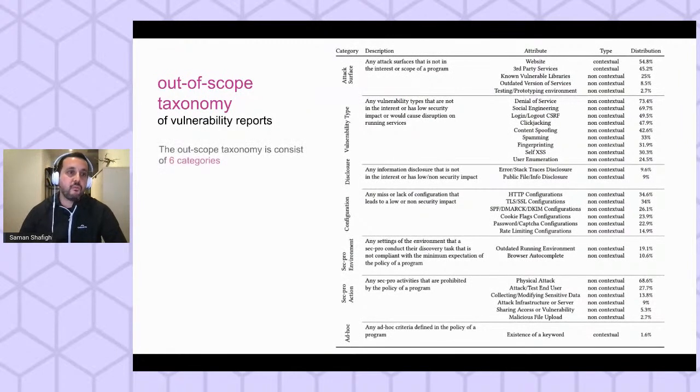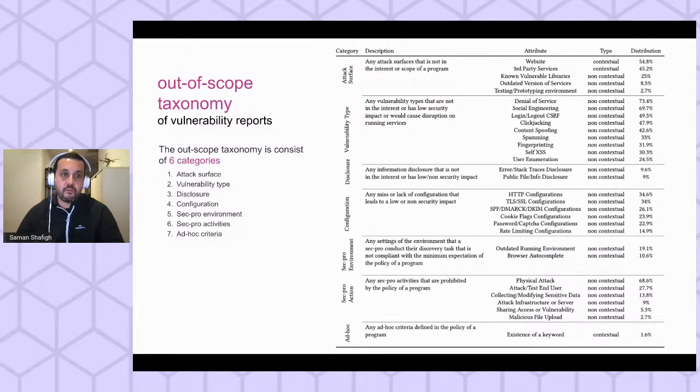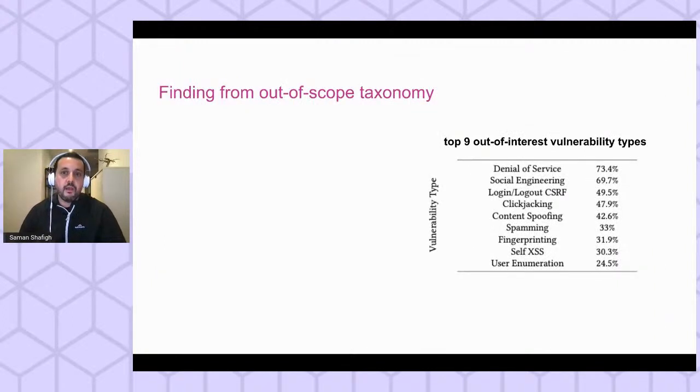Our taxonomy model consists of 6 categories: attack surface, vulnerability type, disclosure, configuration, SecPro environment, SecPro activities, and ad hoc criteria. And then each category consists of some concrete attributes that describe what exactly is inside that category.